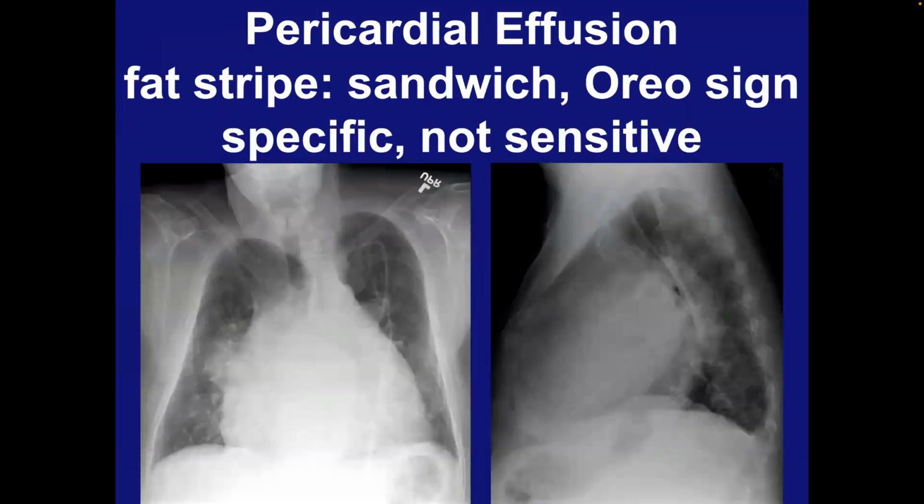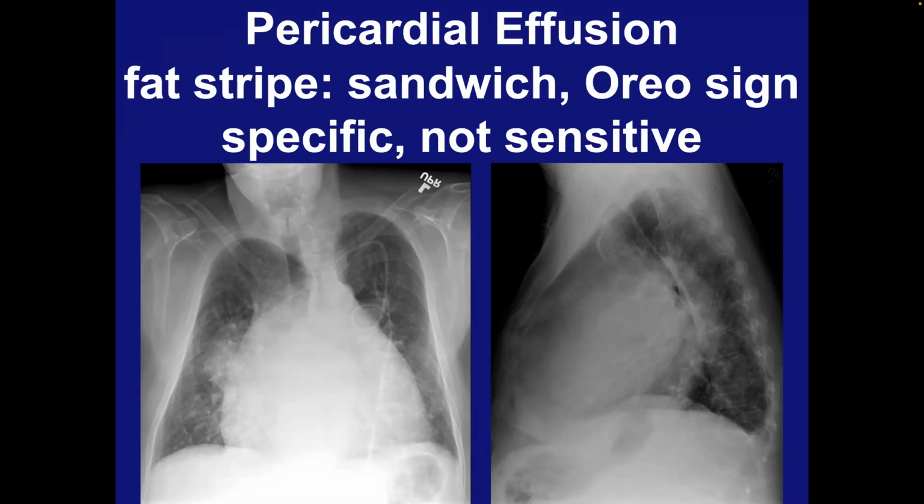And then sometimes we can see a sign on the lateral view that we're dealing with a pericardial effusion. This is what's referred to as a sandwich sign or an Oreo cookie sign. It's pretty specific, but it's not very sensitive. So if you see it, you're likely dealing with a pericardial effusion. But on the other hand, you can have a pretty big effusion and not see this sign.